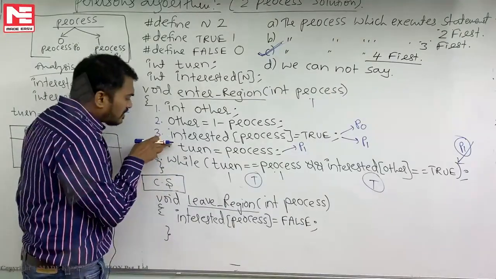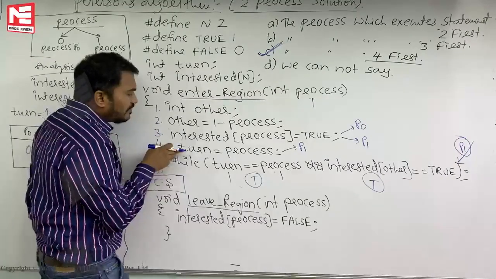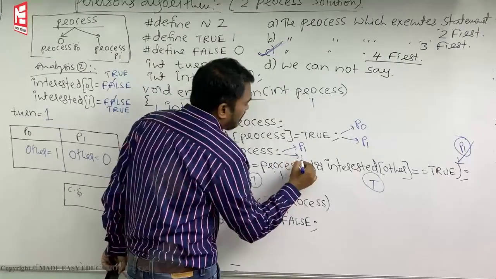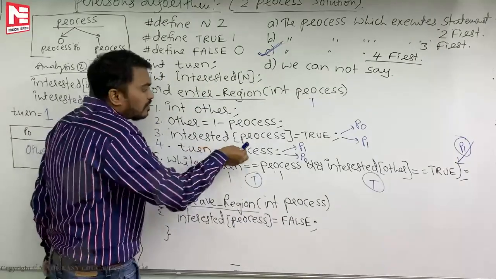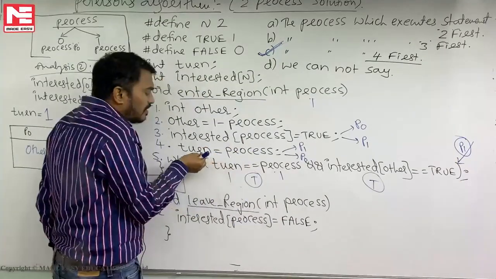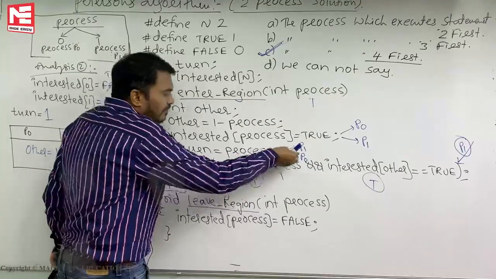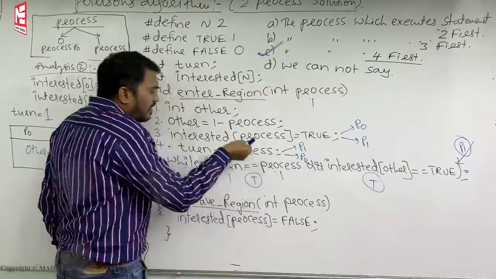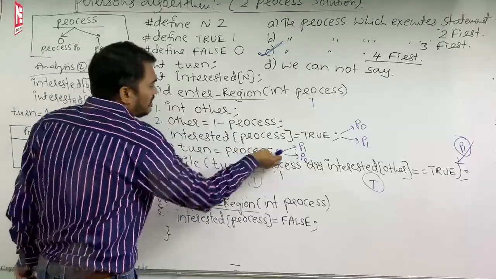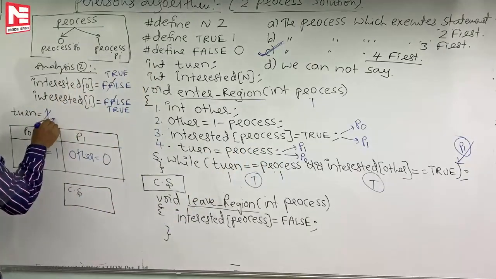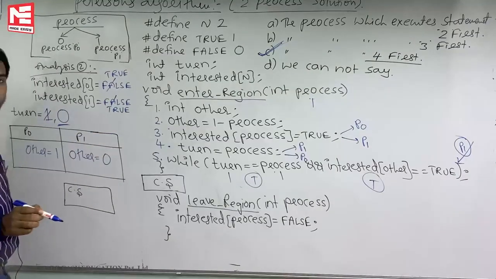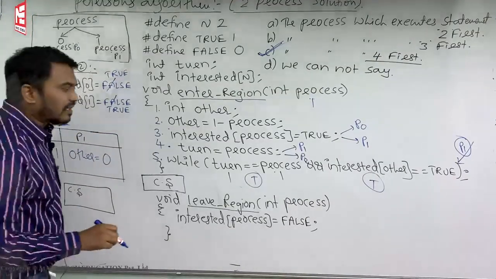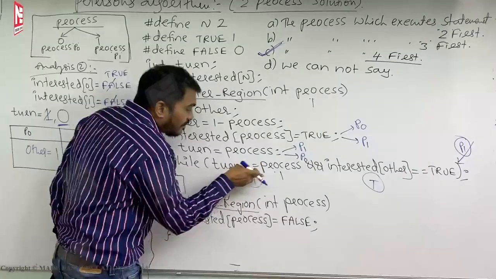So when P0 comes back, P0 will execute this statement. When P0 executes turn equal to process, the P0 process value will be assigned to turn. What is the P0 process value? 0. Now this turn value becomes what? 0. So this turn value becomes 0.